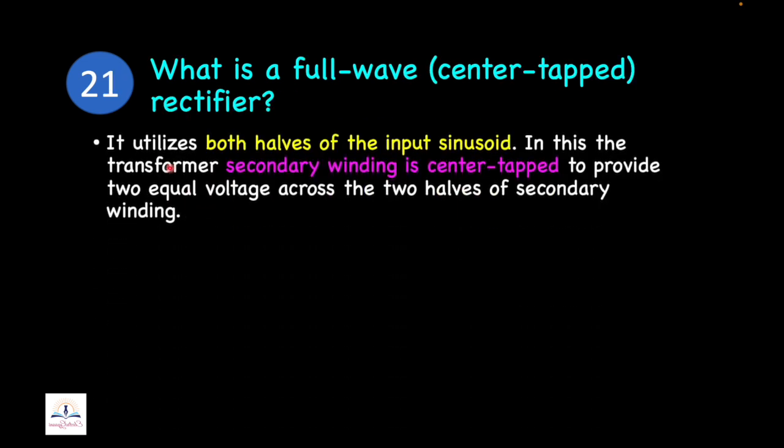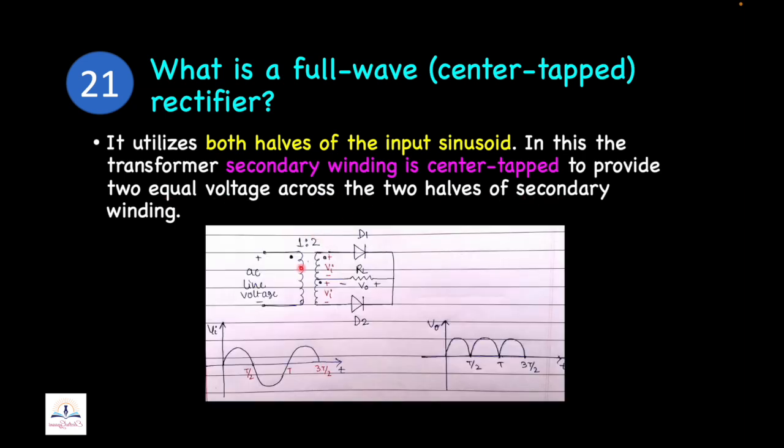What is a full wave center tap rectifier? So this center tap rectifier utilizes both halves of the input sinusoid. In this, the transformer secondary winding is center tapped to provide two equal voltages across the two halves of the secondary winding. This is the circuit diagram of center tap rectifier. Here you can see that this secondary winding is centrally tapped. So the input voltage is provided in both halves of the circuit. Here the input is a sinusoidal wave, and at the output we will get this kind of waveform.